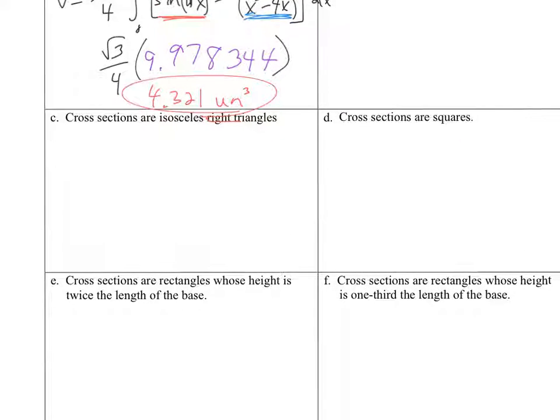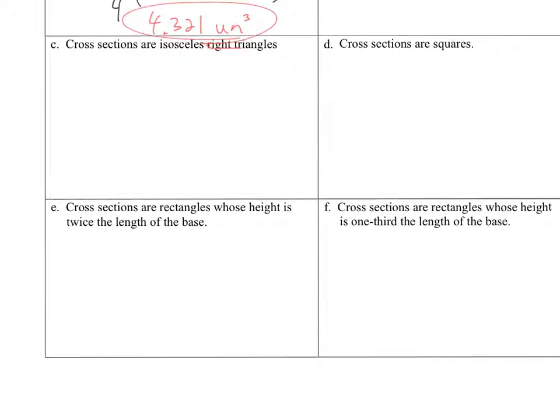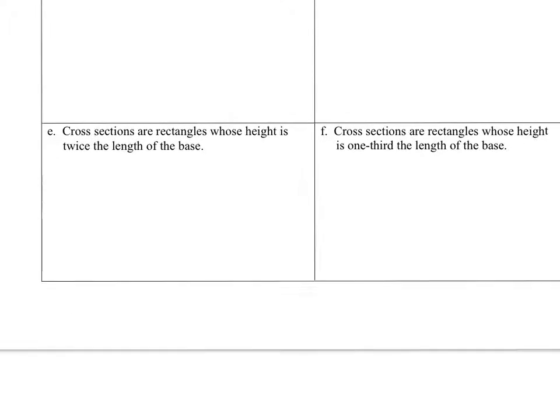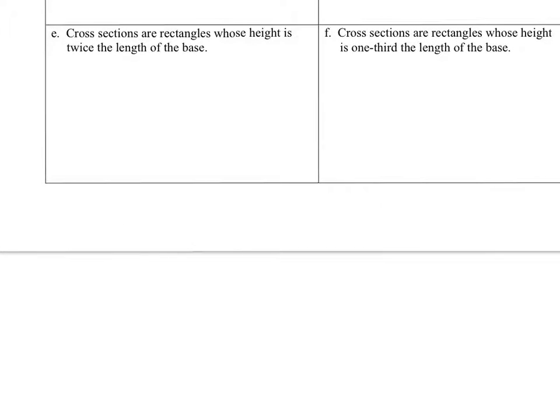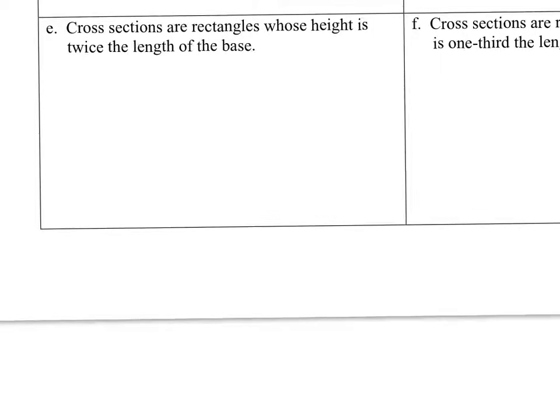Just to look at something that's a little different, E and F are different than what we did in class, and you don't have a formula for that, but I think we can think through it. This time, cross sections are rectangles whose height is twice the length of the base. So if I'm trying to picture that, I'm going to go back to what we did in class, where we derived formulas. Our formulas came from looking at the geometry.